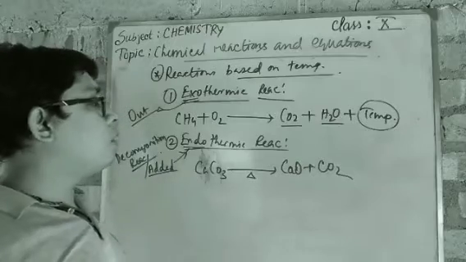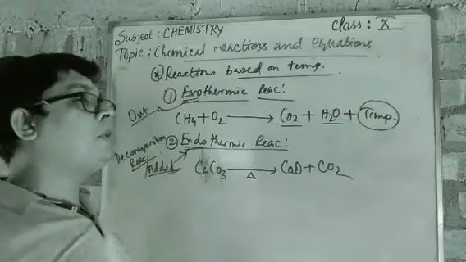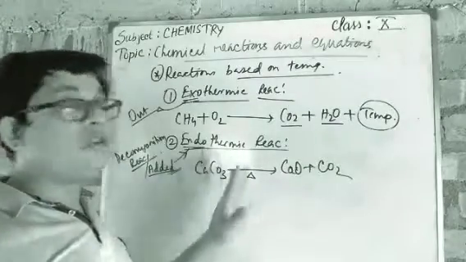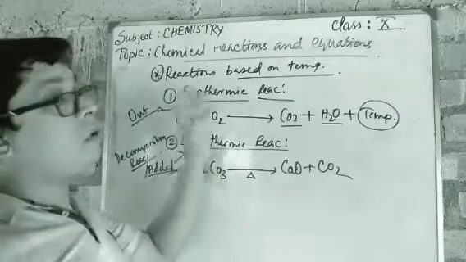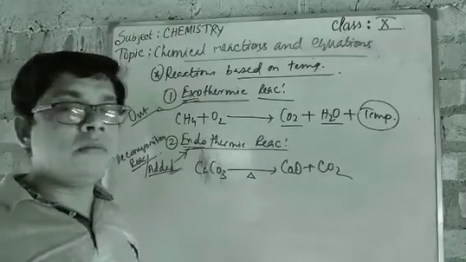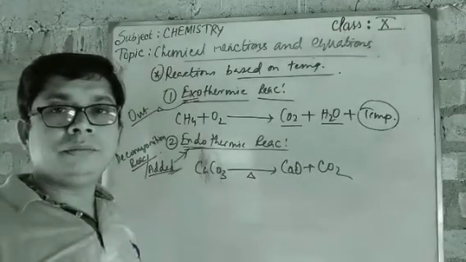This is called the endothermic reaction, where thermal energy, temperature, heat or electricity is needed to be given, and exothermic is where the temperature is produced. We don't have to give it, but the temperature will be produced. That is the exothermic. Understand?